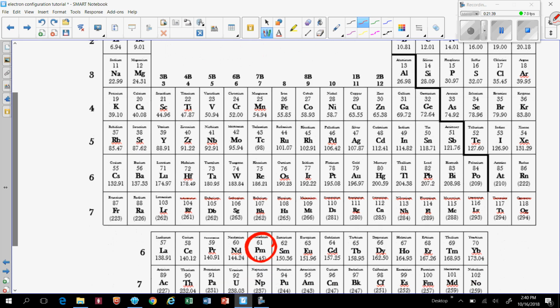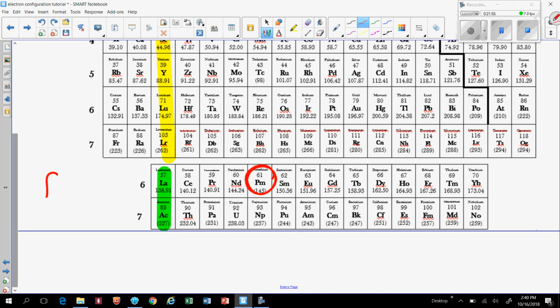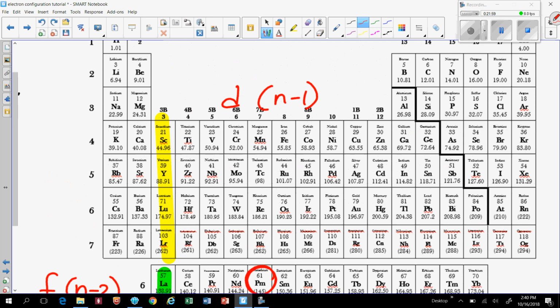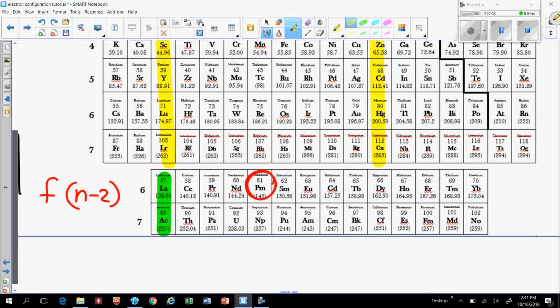Now remember, it's helpful to always mark where D and where F begin so that you'll know when you need to take the energy level and drop it by 1 when you hit D, and when you enter F, that the energy level drops by 2. So that's really important. So I like to always make sure I know where my D sublevel starts and ends. So I'm marking that, and where my F sublevel starts and ends.